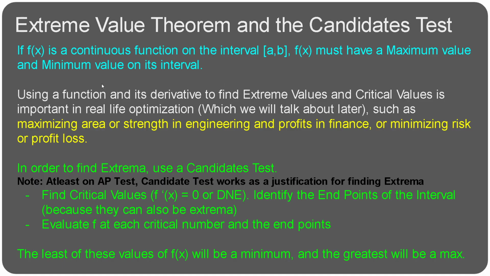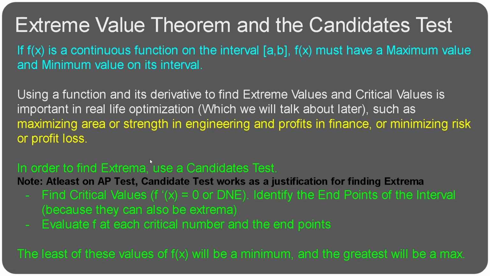As I say right here, using a function and its derivative to find extreme values and critical values is important for real-life optimization, which we'll talk about later. In order to find extrema, use a candidates test. And as a quick little aside, at least for the AP tests, a candidates test works as a justification for finding extrema. So if a problem says justify your answer, you can say I justified my answer with a candidates test, and you can show that as your work.